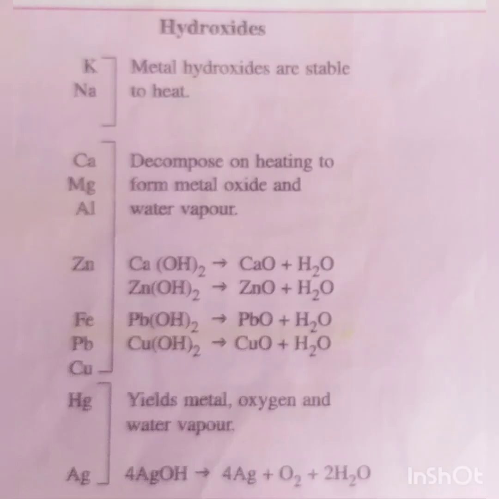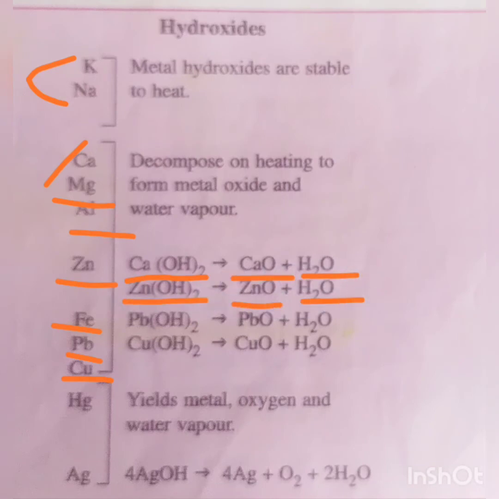The metal hydroxides of potassium and sodium are stable to heat and do not decompose. The metal hydroxides of calcium, magnesium, aluminium, zinc, iron, lead and copper, on heating, decompose to form metal oxides and water vapor. Calcium hydroxide gives calcium oxide plus water. Zinc hydroxide gives zinc oxide plus water. Lead hydroxide gives lead oxide plus water. Copper hydroxide gives copper oxide plus water.